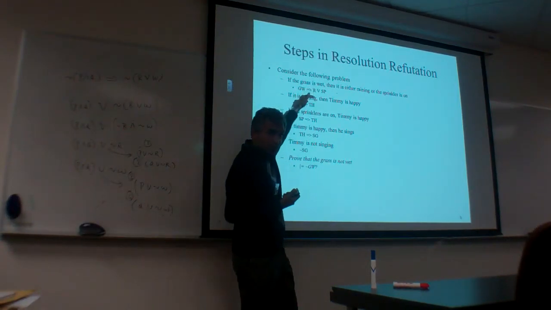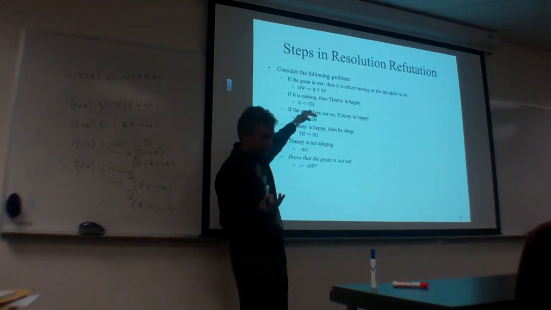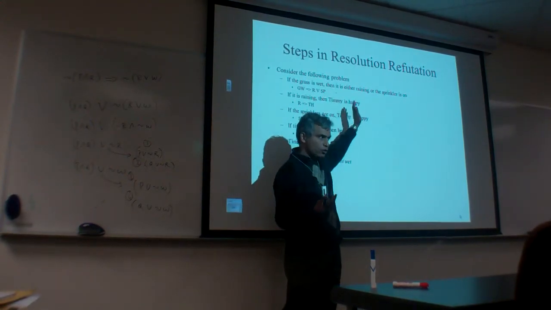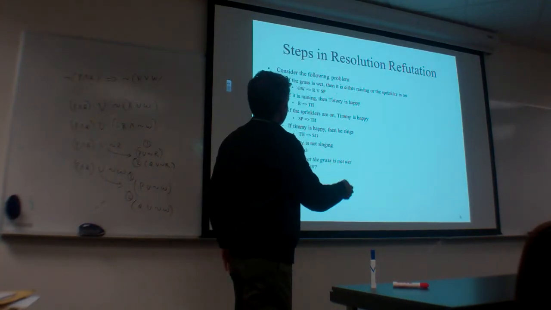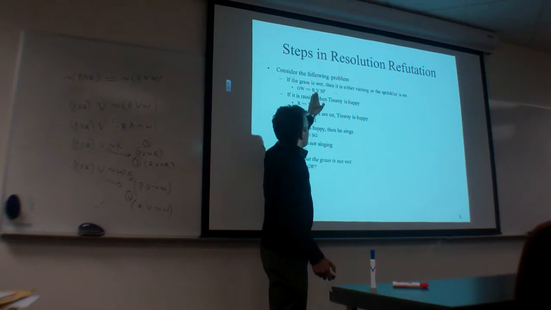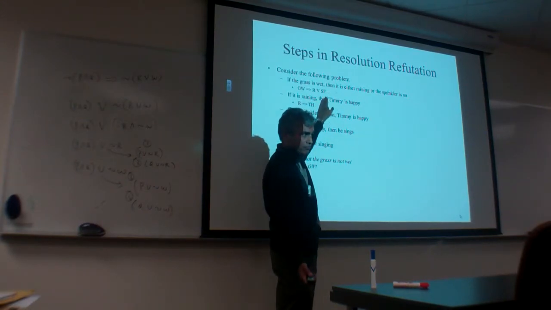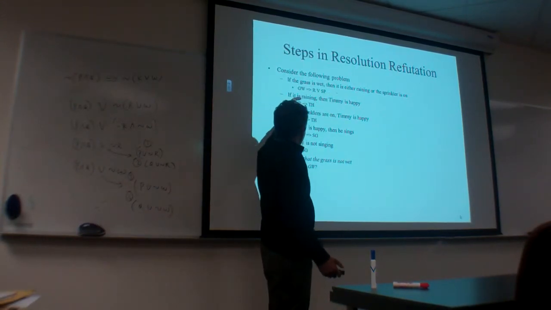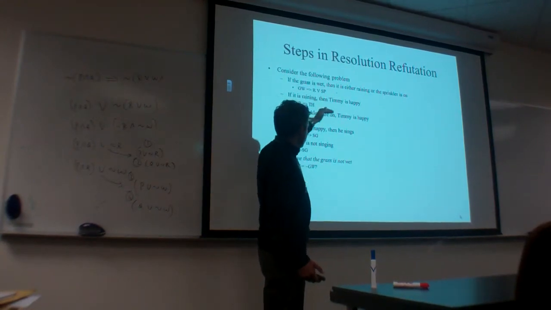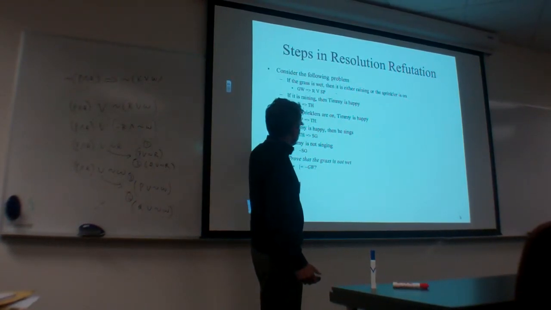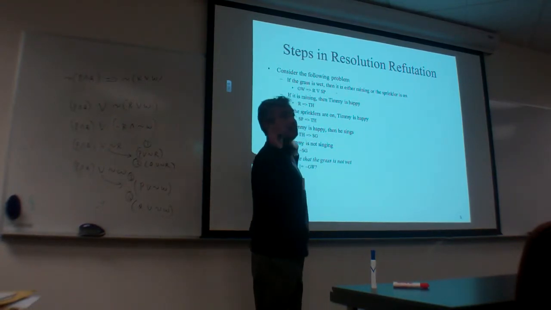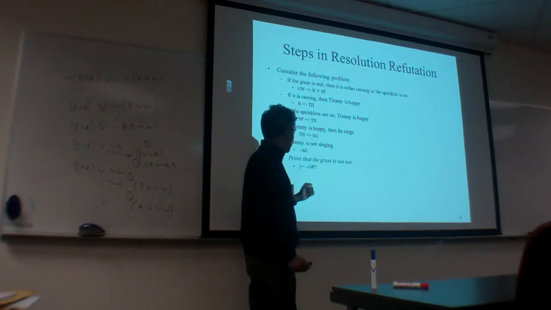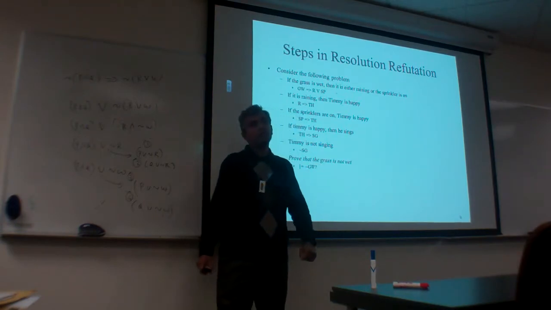Up front, it's better to write them in the natural form, the way you think, and then convert them into clausal form. Okay? So grass is wet, then either it is raining or the sprinkler is on. GW implies R, SP. If it's raining, then Tim is happy. R implies TH. If sprinklers are on, then Tim is happy. SP implies TH. If Tim is happy, then he sings. TH implies SG. Tim is not singing, not SG. And I want to prove grass is not wet. That means show that not GW is true.